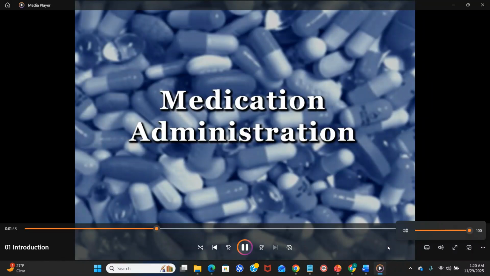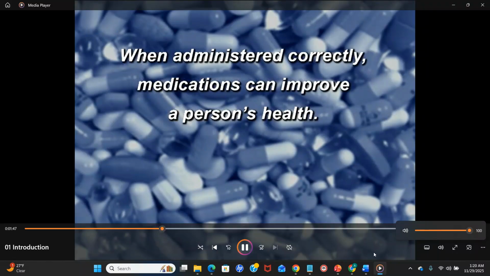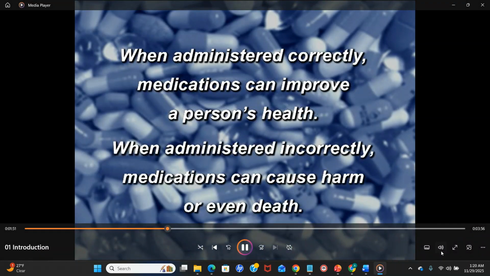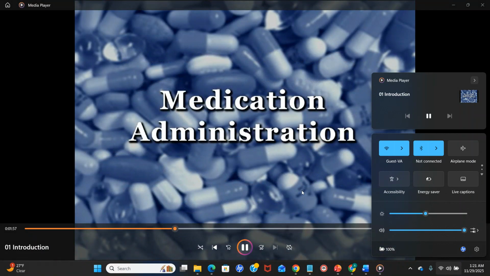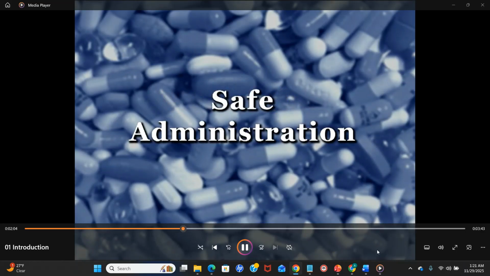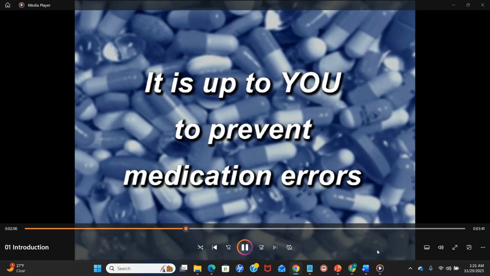Administering medication is a huge responsibility. When administered correctly, medications can improve a person's health. When administered incorrectly, medications can cause harm or even death. Because medications are given many times each day, it is easy to overlook the importance of safe administration. It is up to you to prevent medication errors.